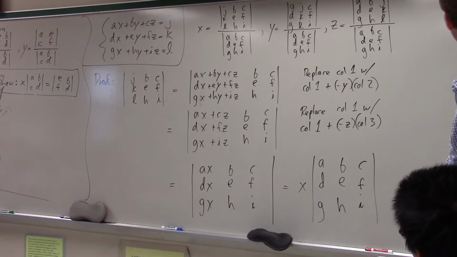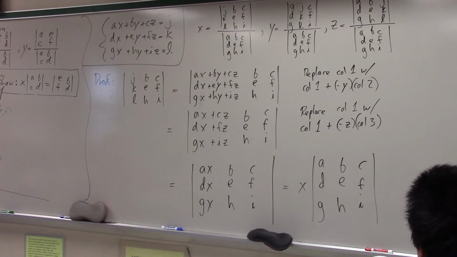Conclusion, we just proved that the J, K, L determinant, basically just using 3 properties of the determinant, is just x times A, B, C, D, E, F, G, H, I. And thus, Cramer's rule follows by just dividing through both sides by this. All right. That is a proof of Cramer's rule in the 3x3 case.